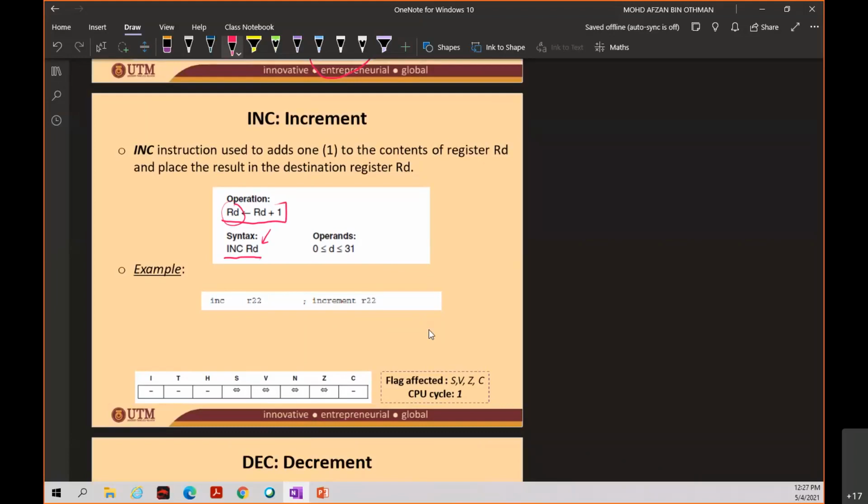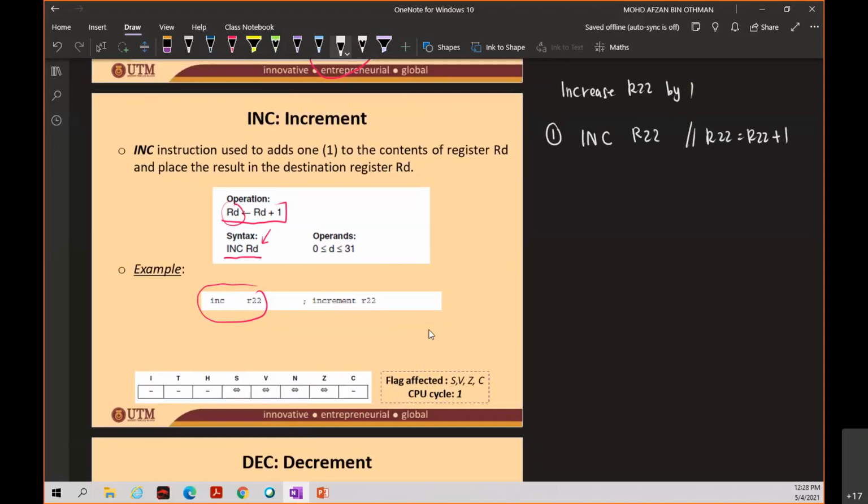Let's say you're going to increment your R22. How to do that? You can simply write INC R22. You have two ways to do that. One is the shortest way to increase R22 by 1. The first one, you just use the INC instruction. So what happens? You have increased your R22 by 1.